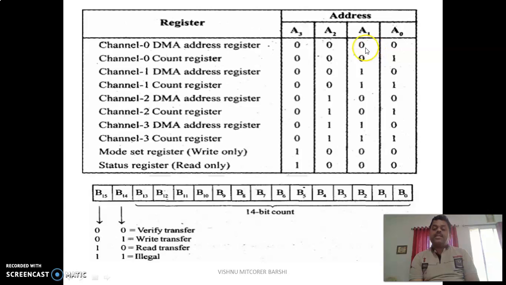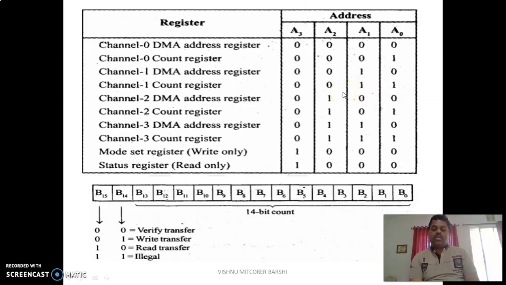If all the address lines A0, A1, A2, A3 are 00, then the channel 0 DMA address register is to be selected. Then if the A0 address line is 1, the channel 0 count register is selected. Then the channel 1 DMA address register is selected when A1 is 1 and the remaining are all zeros. And the channel 1 count register is initialized only if A0 and A1 address lines are 1 1.